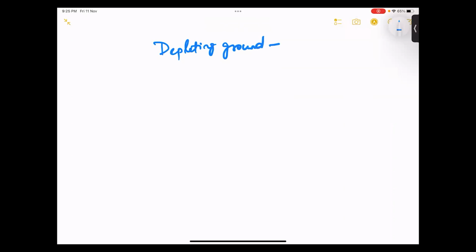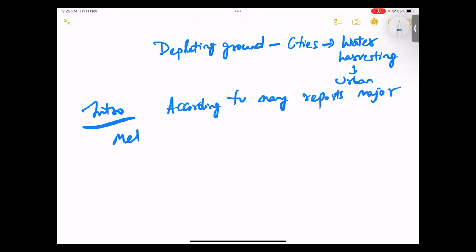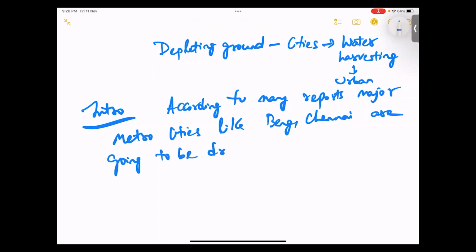So how depleting groundwater is the situation in the cities and how water harvesting can be done, especially in urban areas. So obviously the introduction should be a very interesting introduction, because there are so many reports about how many major cities of India are going to be dry in the next 3 or 4 years. So you can say, according to many reports, major metro cities like Bangalore, Chennai are going to be dry with regard to groundwater in the next 5 to 10 years.